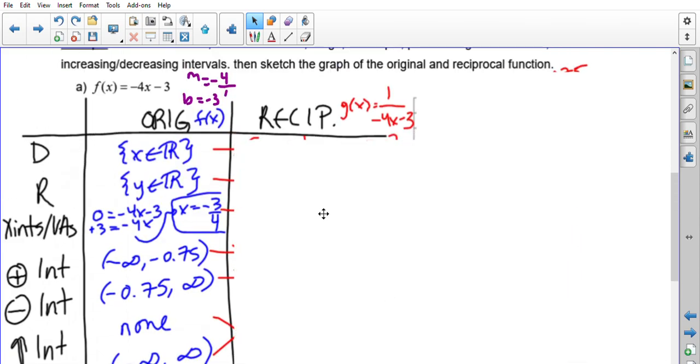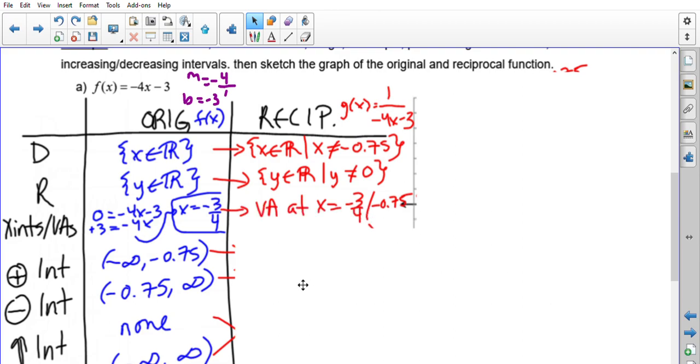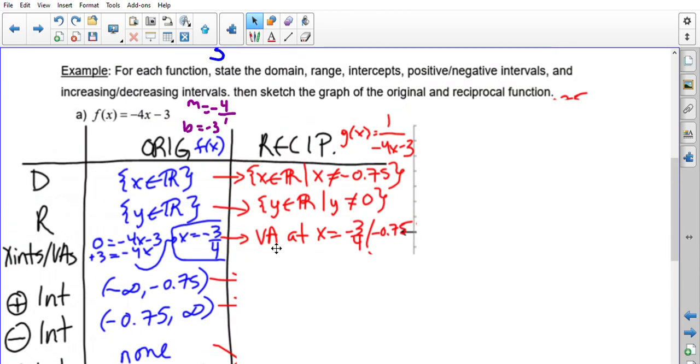All right, so again, now we're going to fill in this side of the chart, knowing everything we know from the previous page and everything from this first column. So in terms of the domain, we know the domain will have restrictions if there's vertical asymptotes. So the reason why I said that x cannot equal negative 0.75 is because I know, I'll scroll down to here already, I know that there's going to be a vertical asymptote wherever there was a 0 here. So there's going to be a vertical asymptote at negative 3 over 4, or you can write negative 0.75.